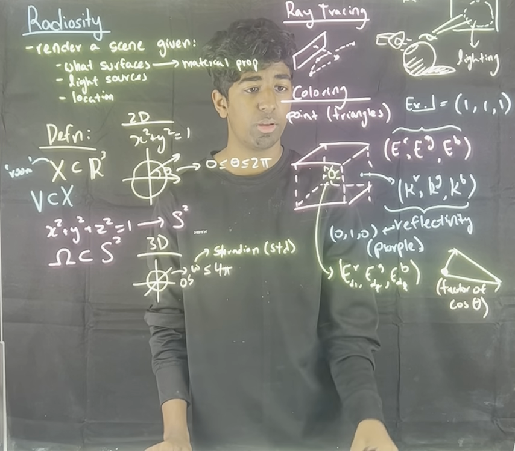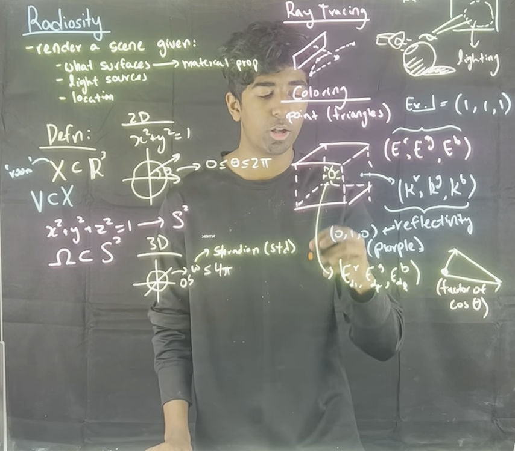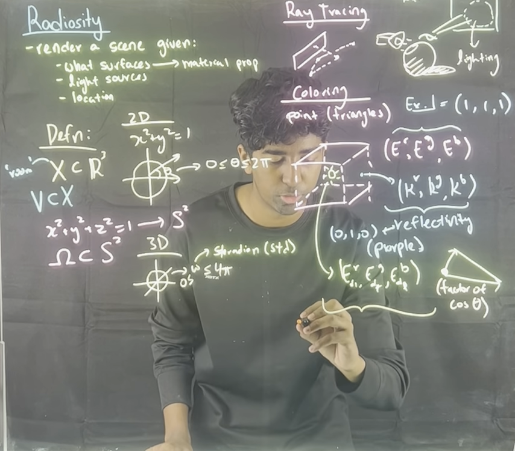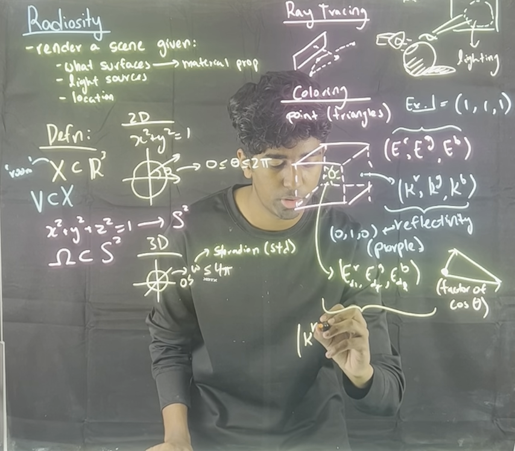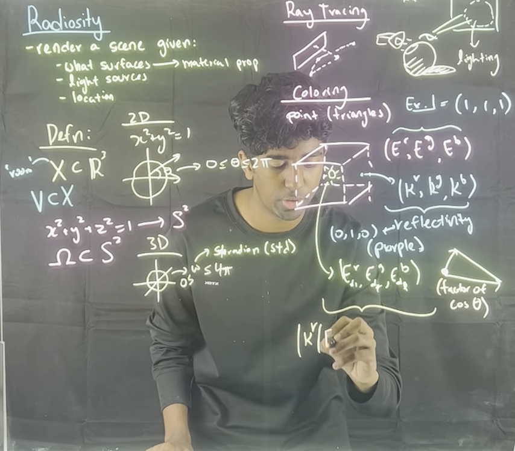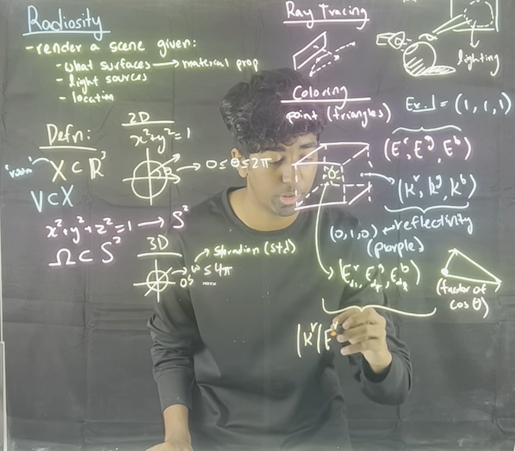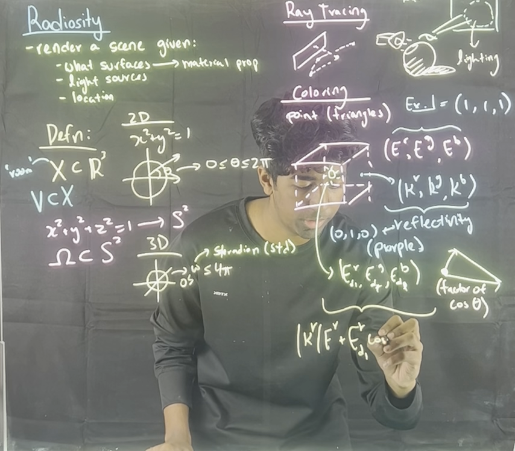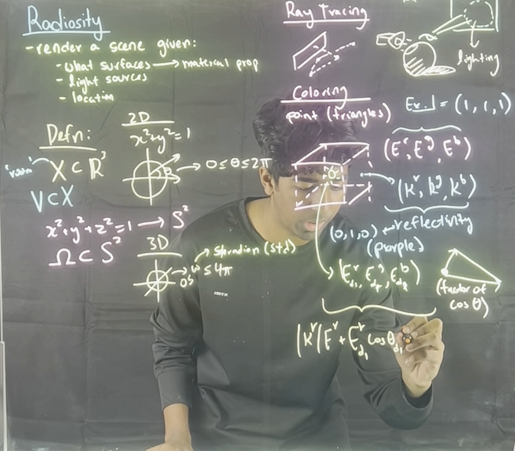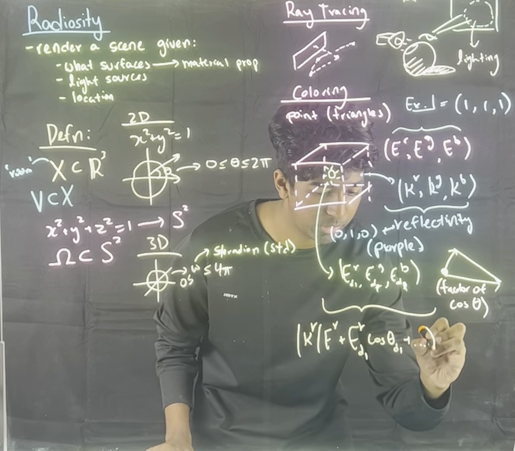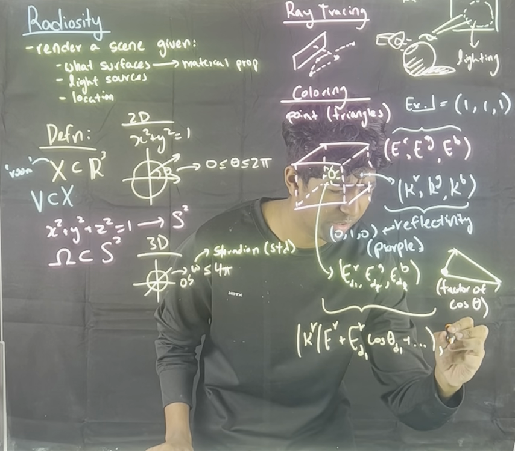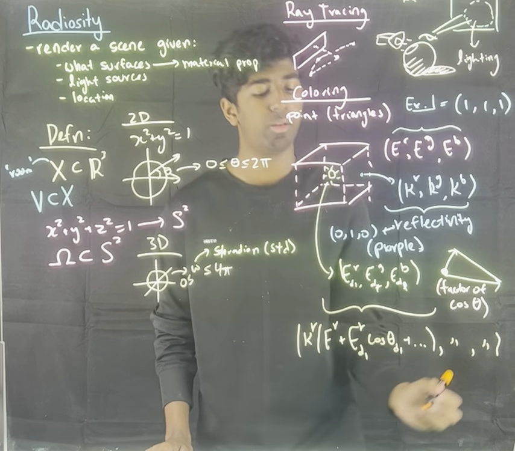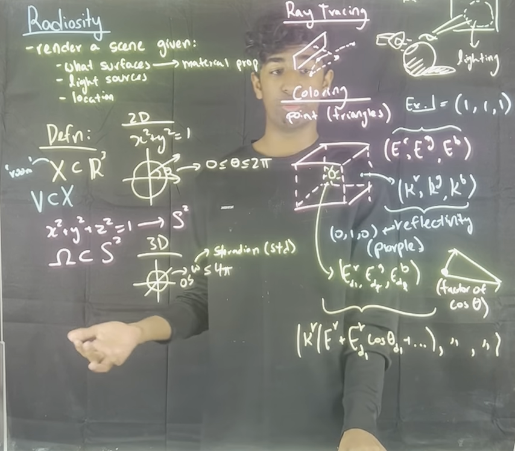Okay, that makes sense. So our final coloring equation might be something like, for every point we have KR times ER, which is the ambient lighting, plus ER D1 cosine theta D1, plus dot dot dot. And we also have that for the green light and blue light. And there we go. This is our coloring equation.